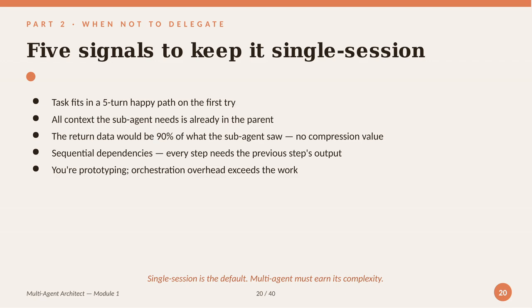2. All the context the subagent would need is already in the parent. If the parent has read the file and is holding the diff, dispatching a subagent to look at the same diff just adds round trips. Context isolation only helps when the subagent has reading work the parent doesn't have to do.